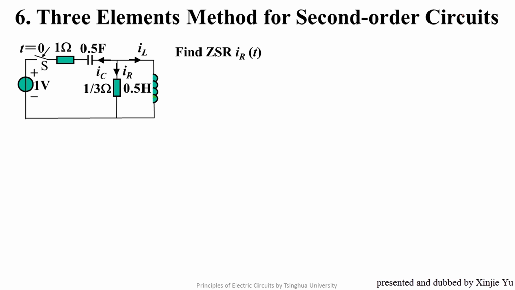With the help of the state equation and output equation, we look at such a circuit. How do we solve the zero-state response for IR? We need to use the substitution theorem so as to obtain the state equation. The capacitor and the inductor are replaced by a voltage source and a current source respectively. We draw the equivalent circuit like this.